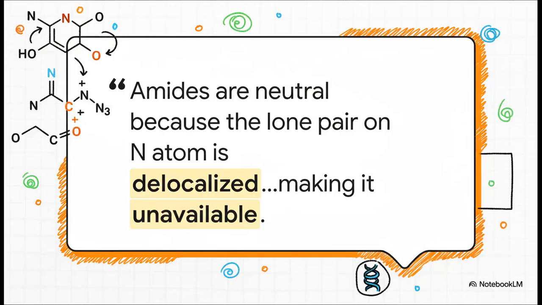This quote really just says it all, doesn't it? That delocalization, that spreading out of the lone pair into the carbonyl group, is the single most important feature of an amide. It's what makes it neutral, and as we're about to see, that neutrality is actually a superpower.